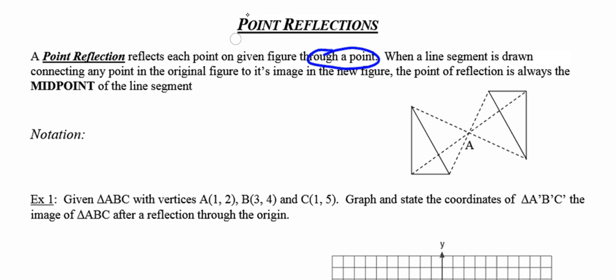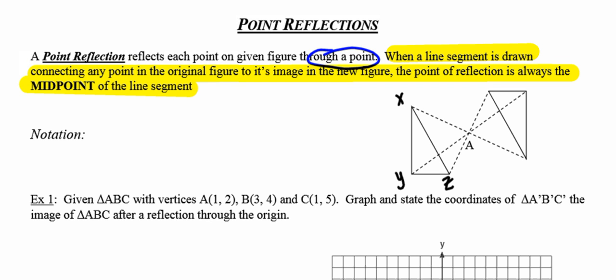Here's the real big key piece of information that you have to know about a point reflection. When a line segment is drawn connecting any point in the original figure with its corresponding point in the image, that point of reflection becomes the midpoint of the line segment that connects the two. So here's what I'm talking about. If I name this triangle X, Y, Z, then when point X is reflected through point A, its image down here, X prime, is going to be located in such a spot that the distance between points X and A is equal to the distance between points A and X prime.